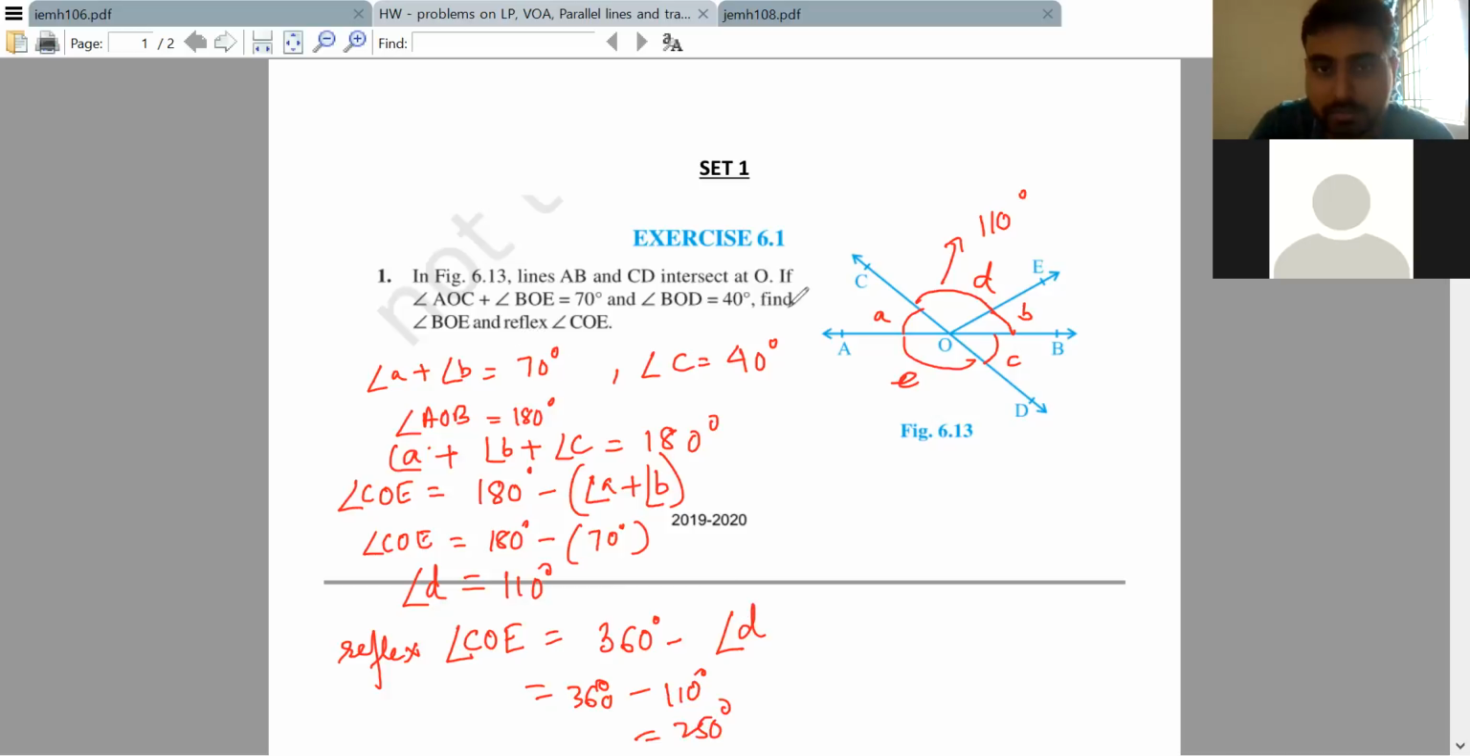Fantastic. Now what about angle BOE? Angle BOE is also given, which means you should find angle B. This also you should find. How will you find this one, Shiva? Sir, angle COD is equal to 180 degrees.